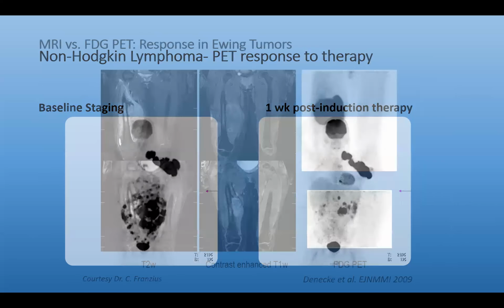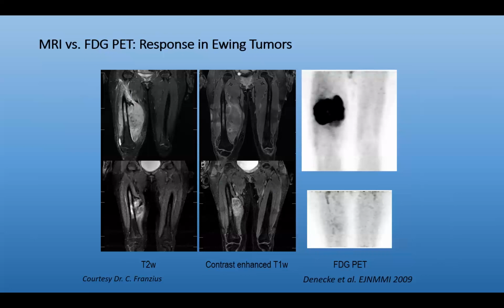This is an example of a Ewing's tumor. These are MRIs. So this is the pre on the top, right? 2 different sequences, right? This is the PET scan pre, and then this is post, right?